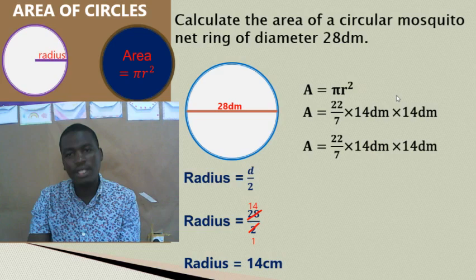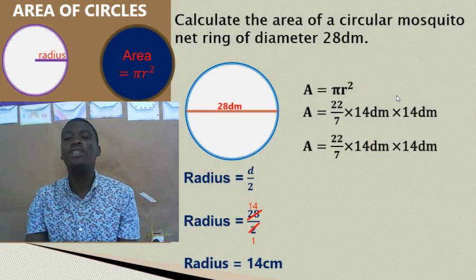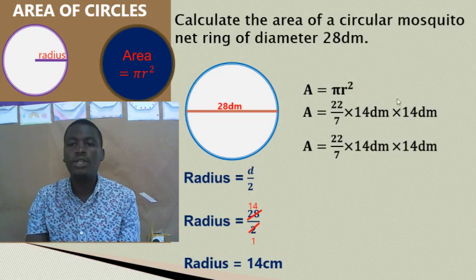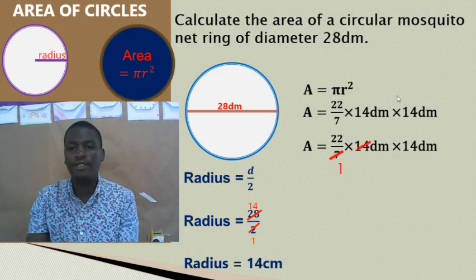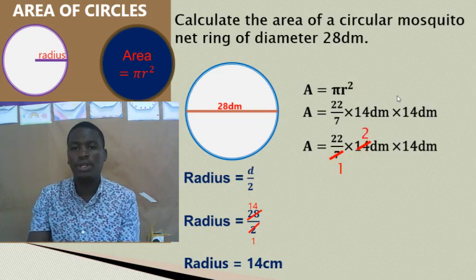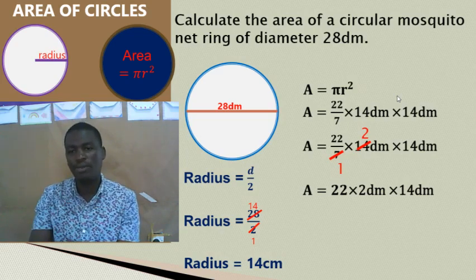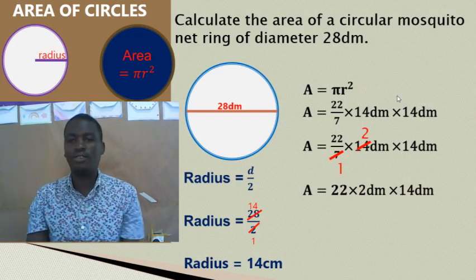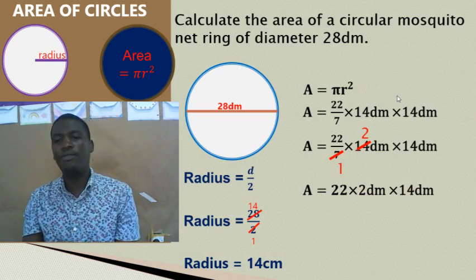I left my second step free so that in the next one I can cancel and leave my numbers to see that I've been substituting. The meaning of pi r squared is here. So let's have this done: by 7 we shall get our 1, 14 divided by 7 we shall get our 2. In the next step, our area will be, we have remained with 22 times 2 decimeters. What do we get? We get 44 decimeters. Then our 44 decimeters, we shall multiply by 14 decimeters.